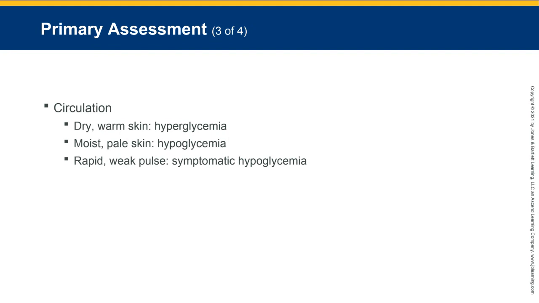If it's low blood sugar, then the patient is going to have moist, pale skin, hypoglycemia. If it's rapid, weak pulse, that can be associated with hypoglycemia. Now, this slide is not telling you that this is the only thing that you should look for to determine if your patient is hyperglycemic or hypoglycemic. You have to consider everything about the patient's presentation.